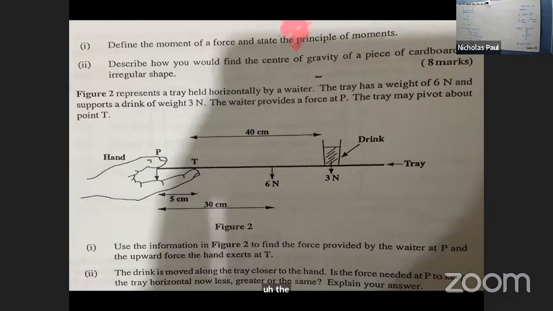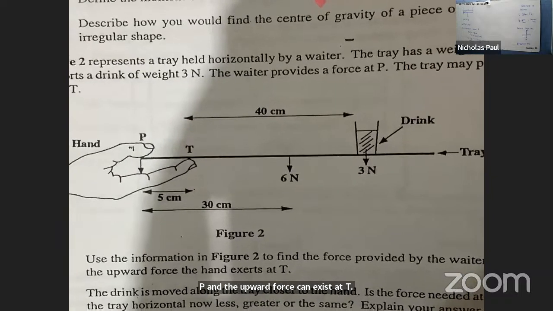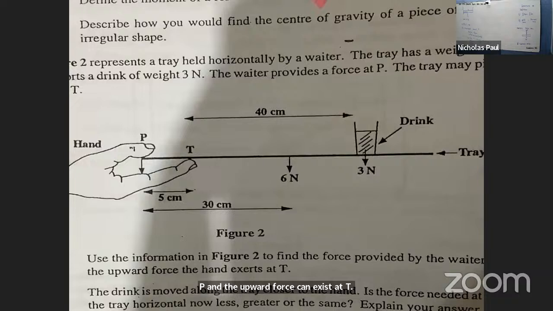So they give you plenty of information. They told you where the pivot is, and tell you everything that's happening. Use the diagram to find the force provided by the waiter at P and the upward force at T. All right, so I'm just going to zoom in a little bit here. Convert that into a plank, nice and neat, and tidy up the diagram.